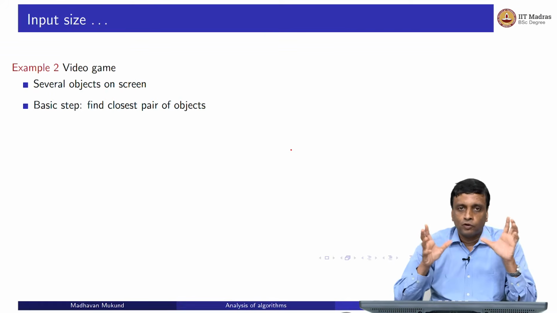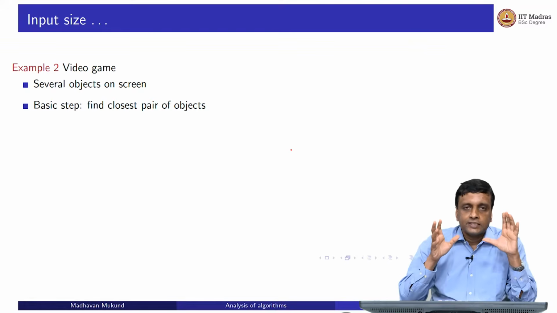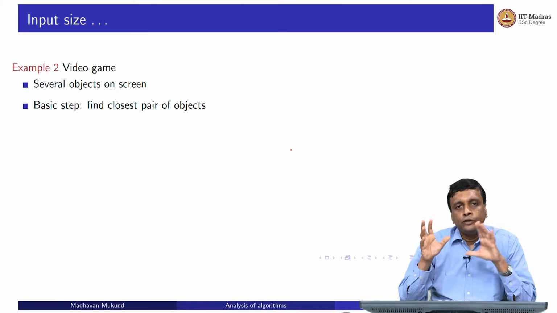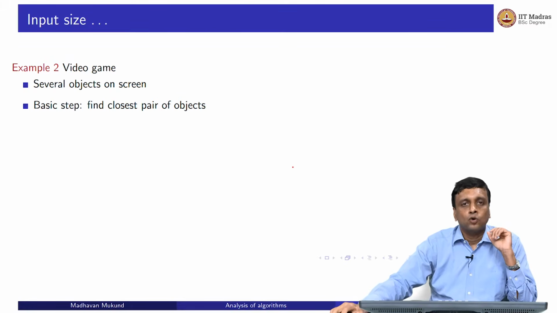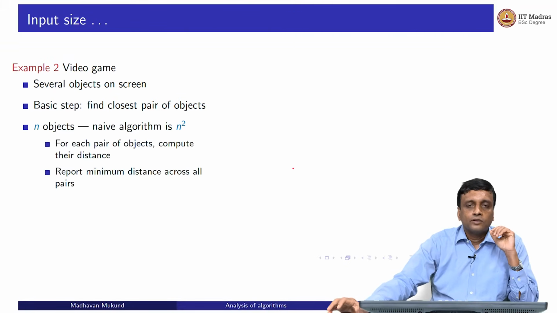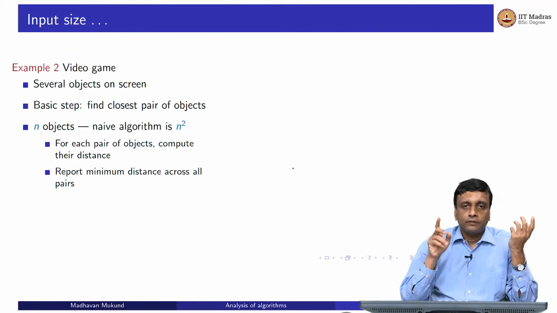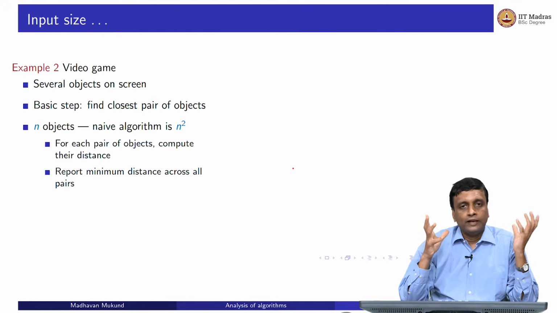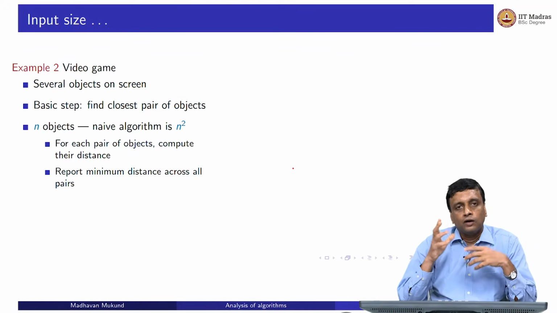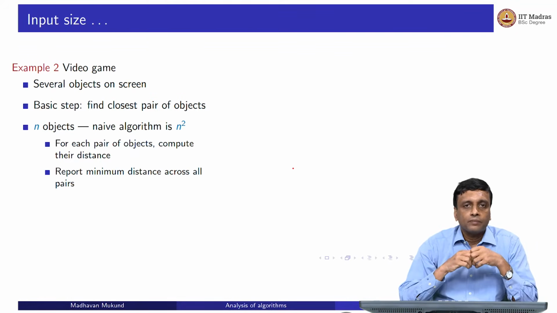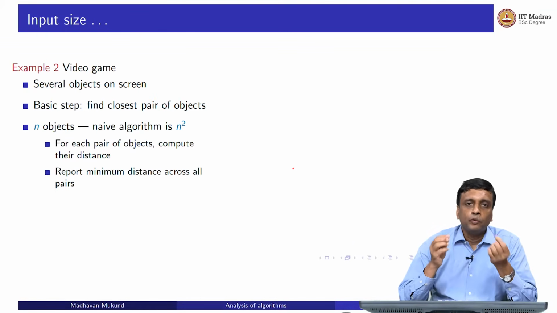So we have a large number of objects on the screen, and at every instant that the game progresses, we need to keep track of which pair of objects is the closest to each other. So let's assume that now the number of objects is our input, right? So we have n objects and we want to find out which pair among these n are closest to each other. So how would you do this naively?